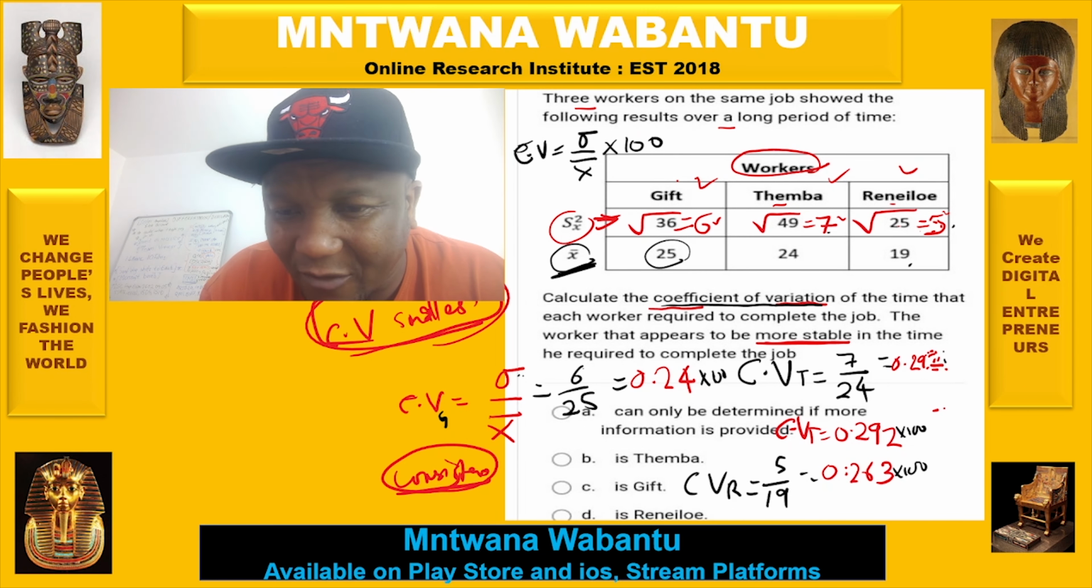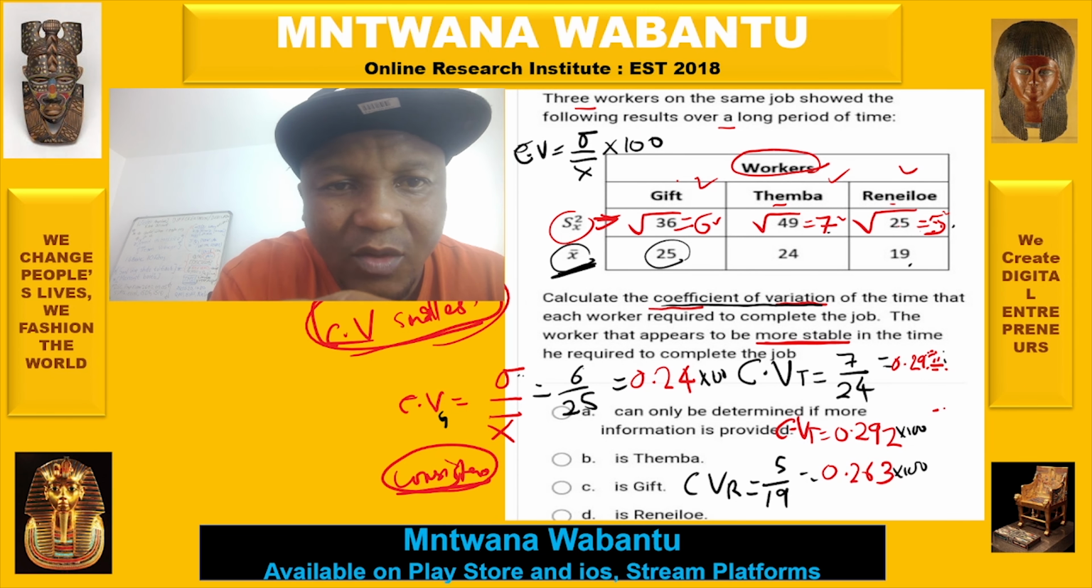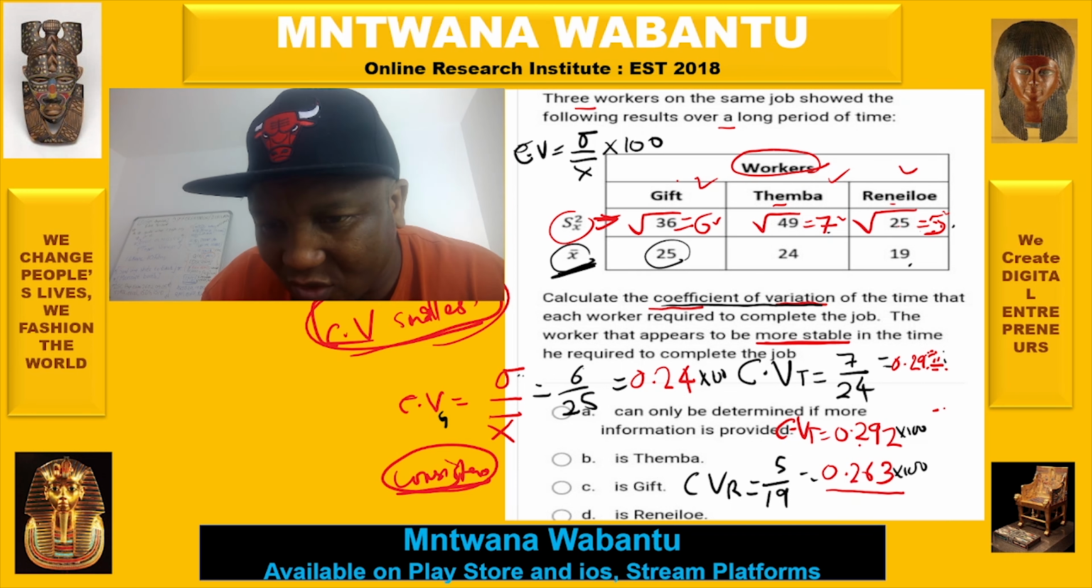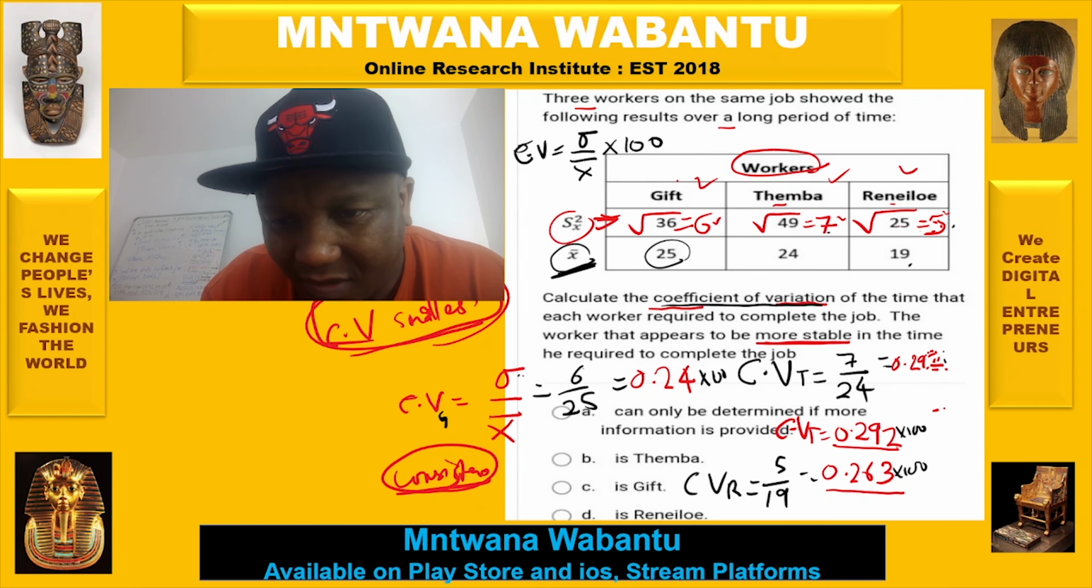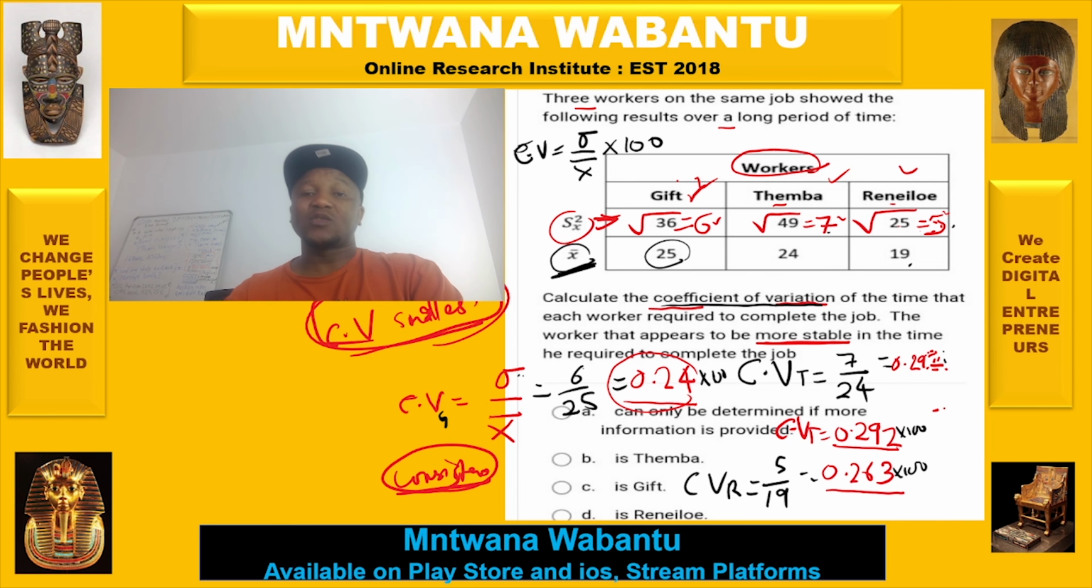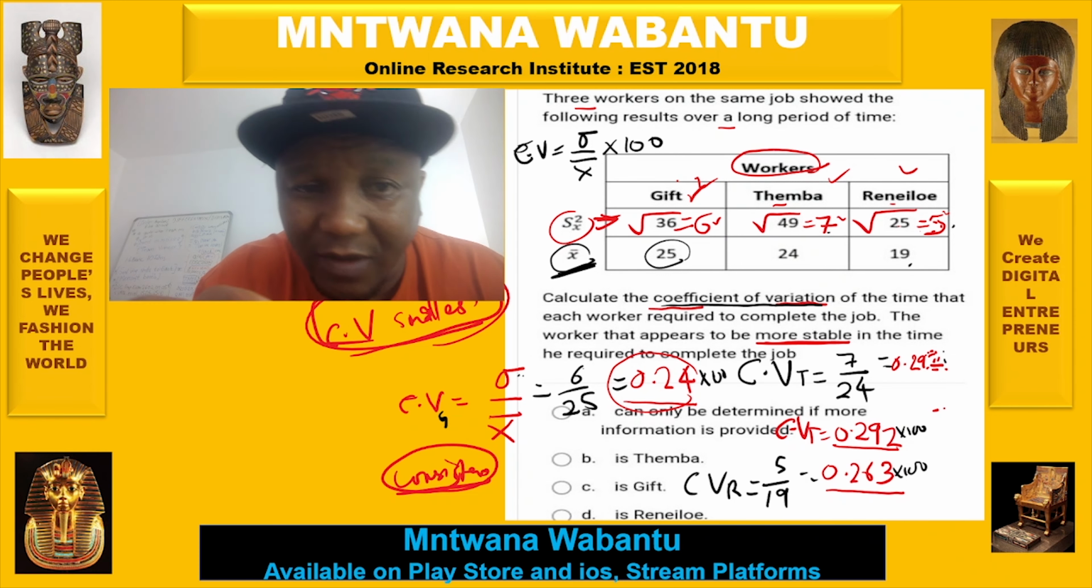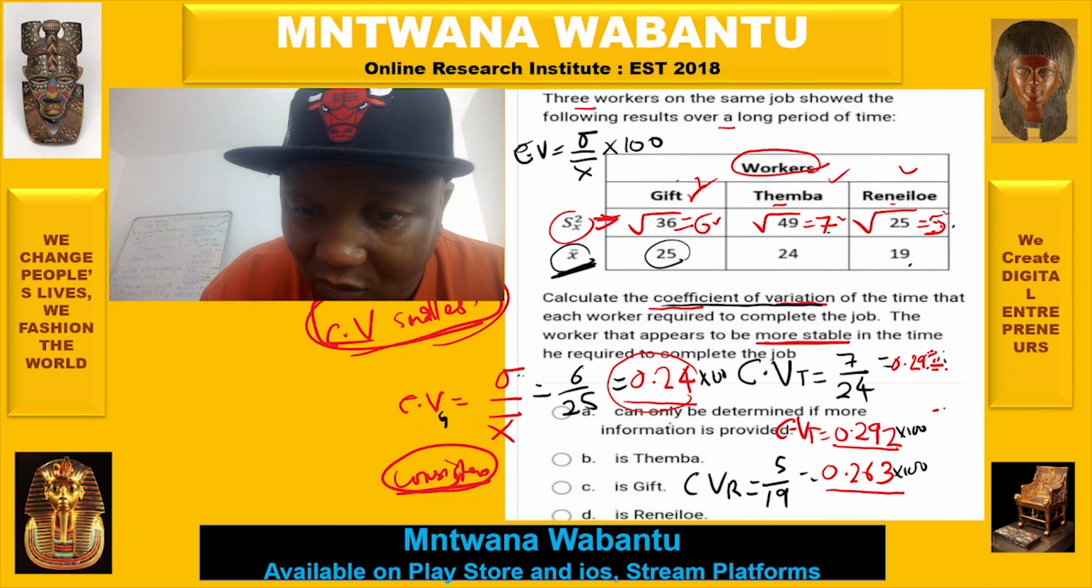So which is the smallest out of all of them? Let's go one by one. This is 0.62. This is 0.29. This is 0.24. This is the smallest one. And this is shift. So then I'm going to say the coefficient of variation for this case is going to be for shift.